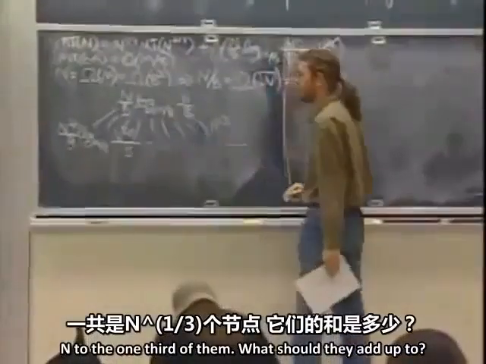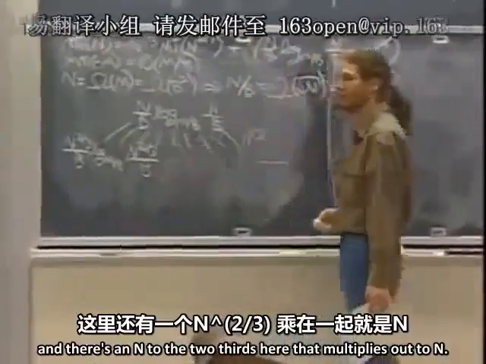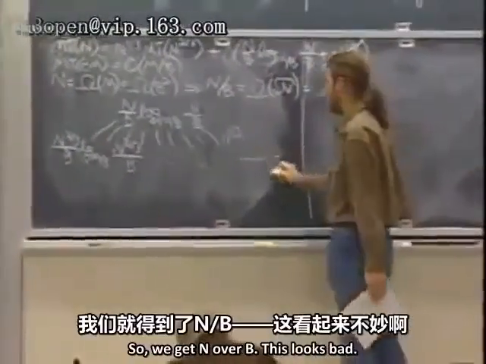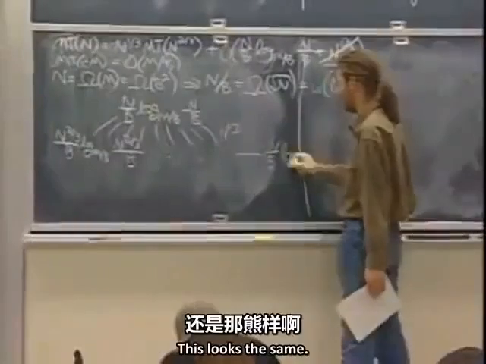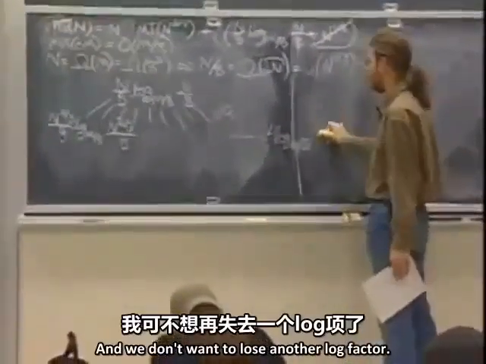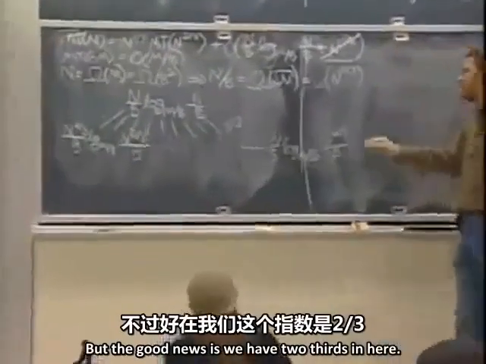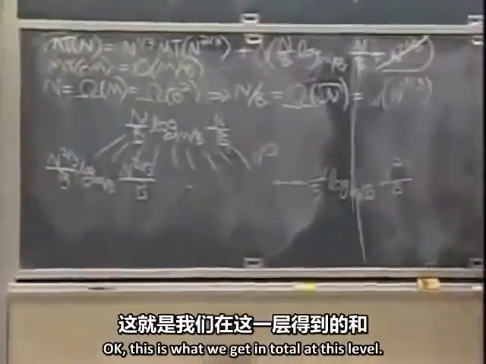What do they add up to? Well, there's n to the 1/3 and there's an n to the 2/3 here. That multiplies out to n. So we get n over b. This looks bad. This looks the same, and we don't want to lose another log factor. But the good news is we have a 2/3 in here. This is what we get in total at this level.